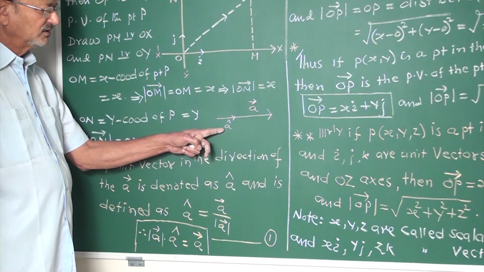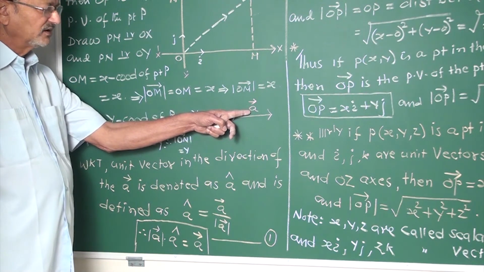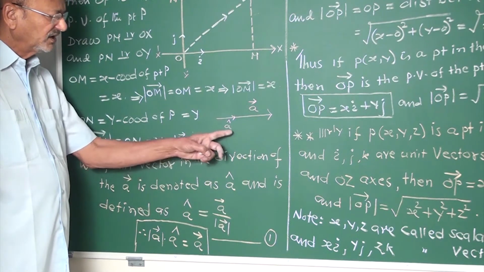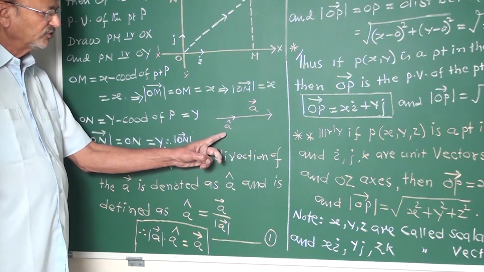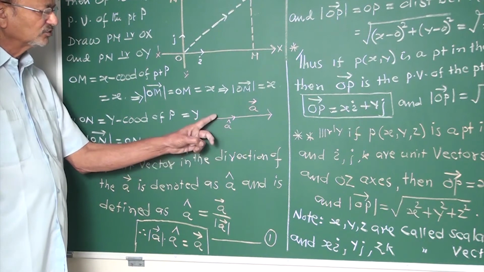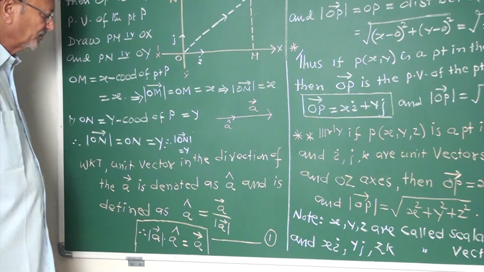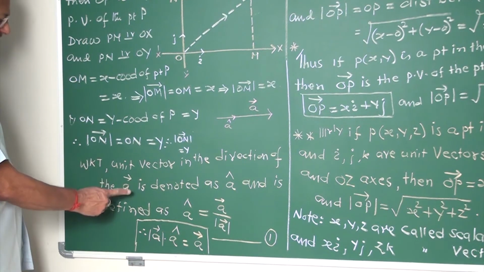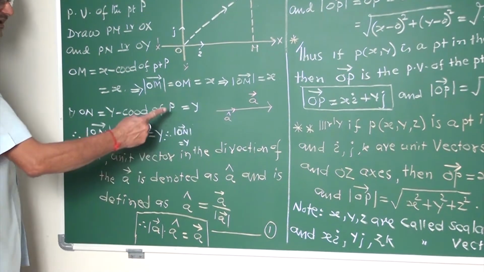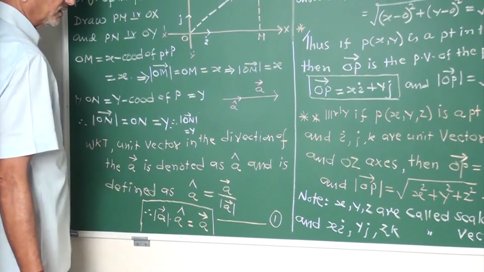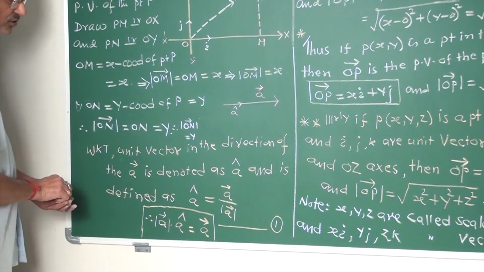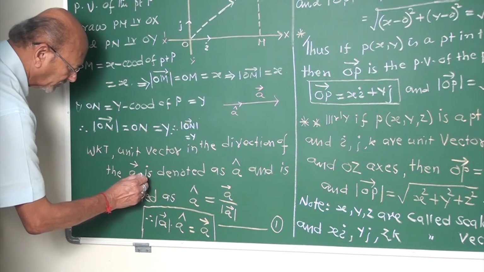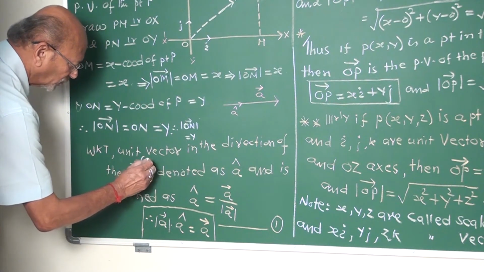It is in the direction of vector A. Unit vector in the direction of vector A is the same as along the vector A. Even in the direction means when you take a parallel line, it is also in the direction of the vector A. Therefore, I have written the same. Direction of vector A means along the vector A.